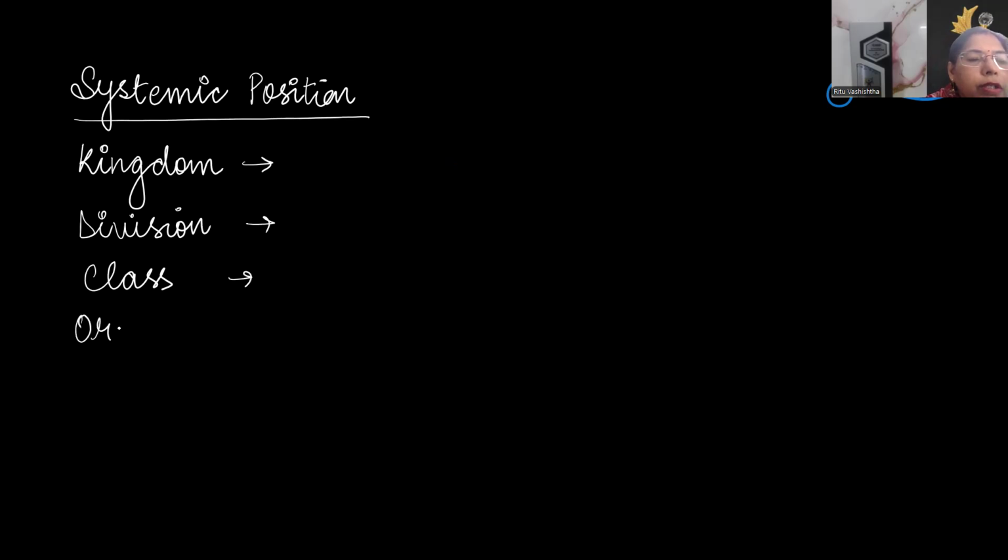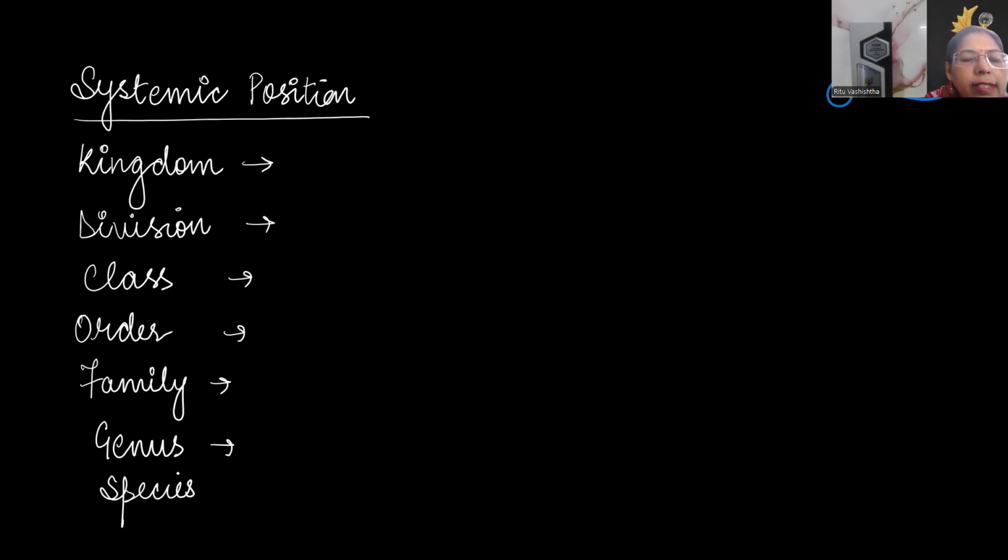Now we'll be discussing the systematic position of wheat. By taking the example of wheat, you know that whenever we write the systematic position, there are 7 obligate categories. This you all have studied in your chapter 1, The Living World, of your grade 11: kingdom, division, class, order, family, genus, and species. In order to understand it in a better way, I'll take the example of wheat.